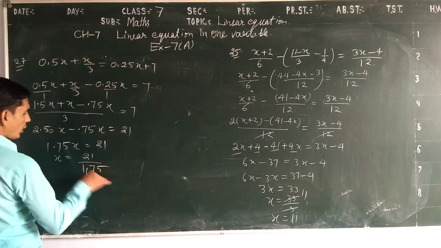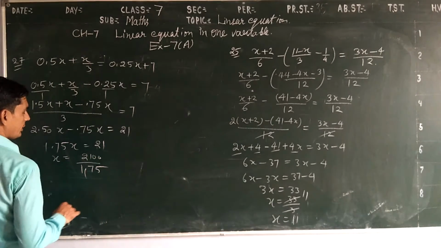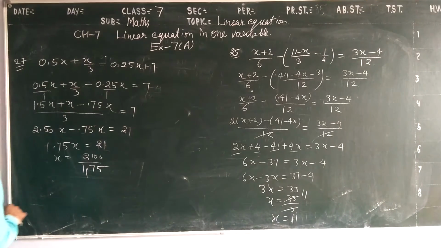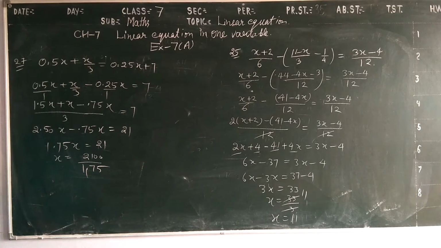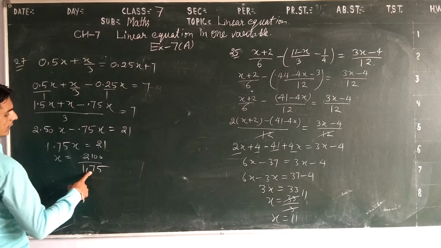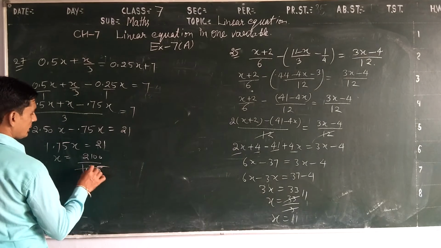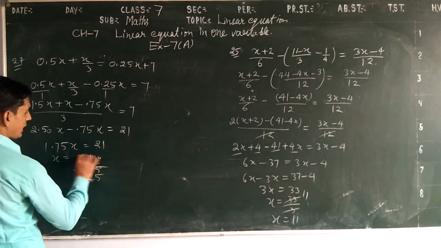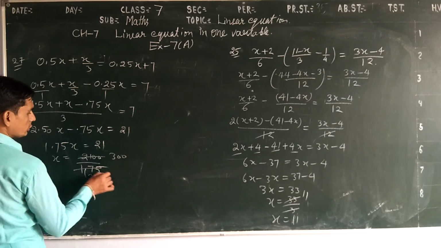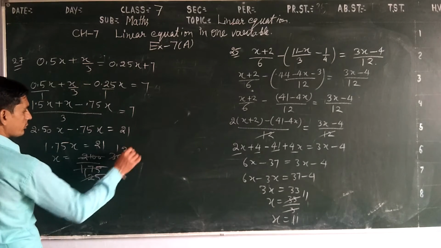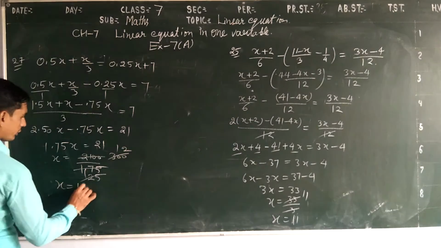Here from the point, double zero will come. Cancel with 3. 7 2s are 14, remaining 3. 7 5s are 35, as it is. 7 3s are 21. So 25 goes 25 and 25 goes 50. So the value of x equals to 12.